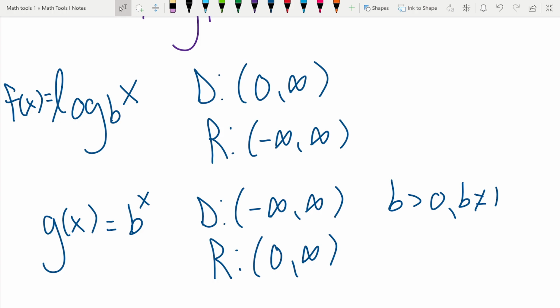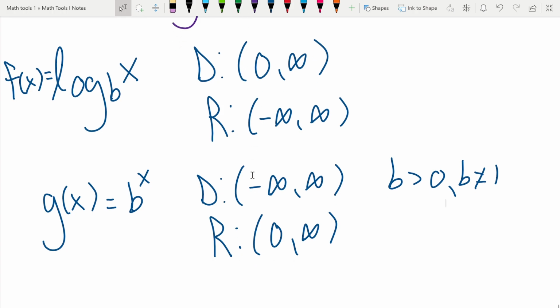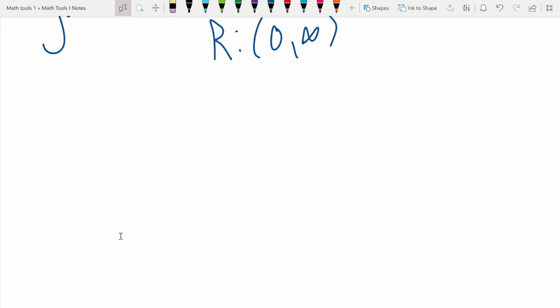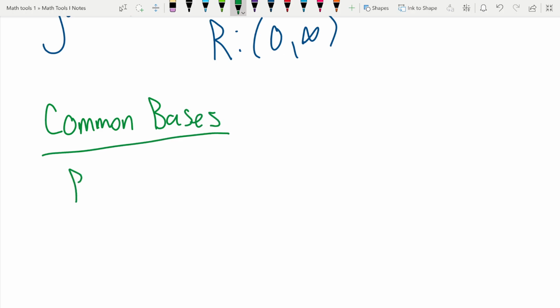Now, a lot of times in practice, we don't even really bother specifying the base, because a lot of times when these come up, it actually doesn't really matter what the base is. We just need the logarithm. It could be any base. But regardless, there are some common choices for bases. Some common bases, and there's one that's the most common by far, which is base e.